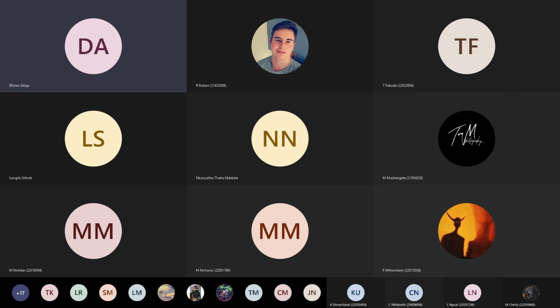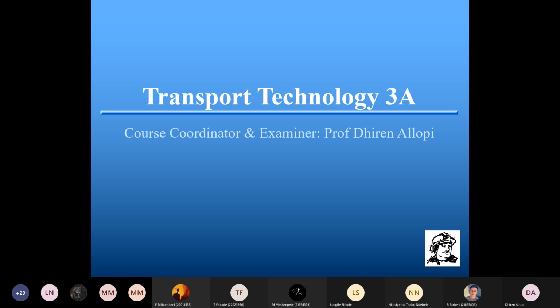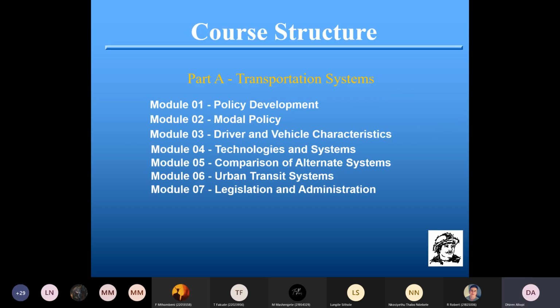Transportation systems. Let me load it on from here. Okay, we should still be in full screen. Okay, so we're looking at transportation systems, and in this subject 3A, you will be dealing with the A part of transportation systems. There's a B and C part as well, which you will perhaps cover in the honors program.